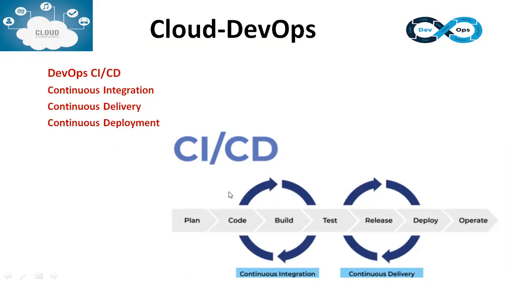In that, if you see, we already saw what is code, what is build, what is test, and we already discussed what is deploy. We didn't discuss terminologies like release, operate. We already discussed plan, but we didn't cover release and operate. So as I told you, the main stages are code, build, deploy.